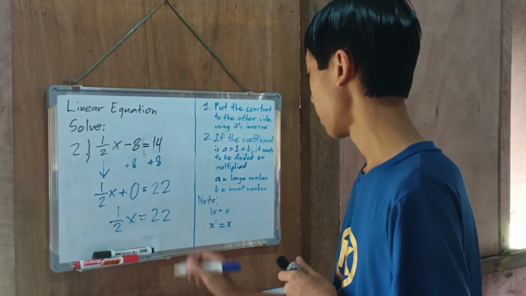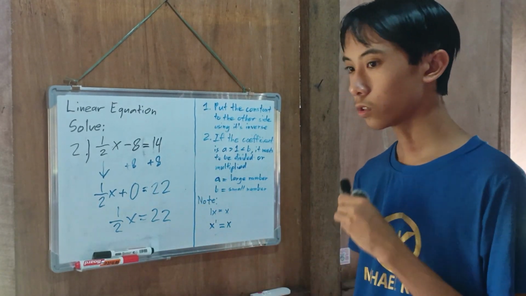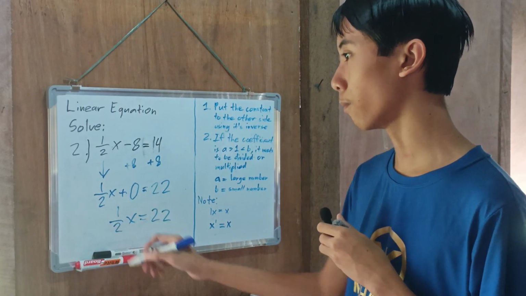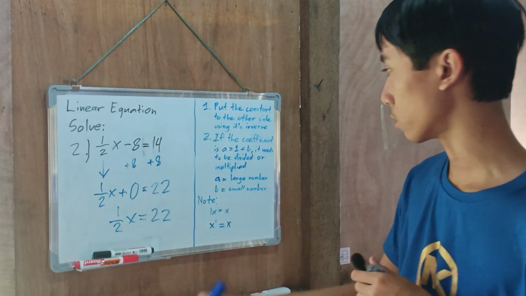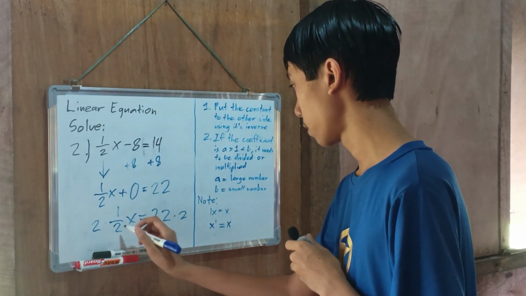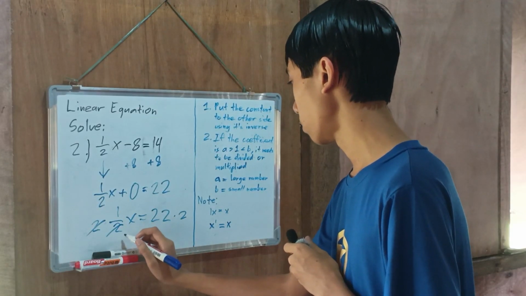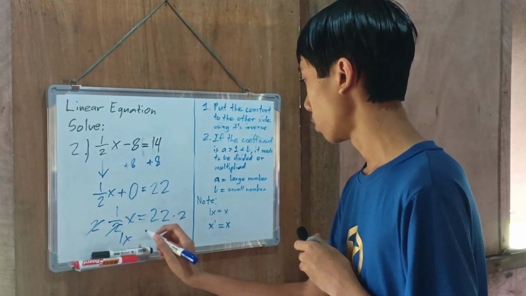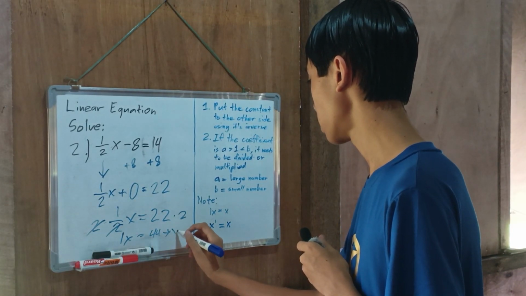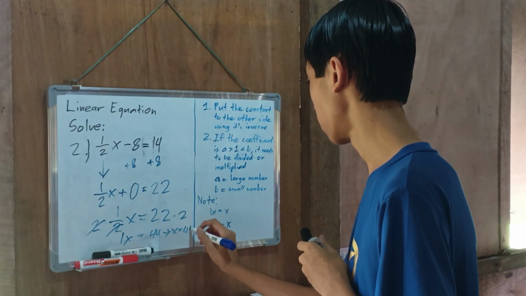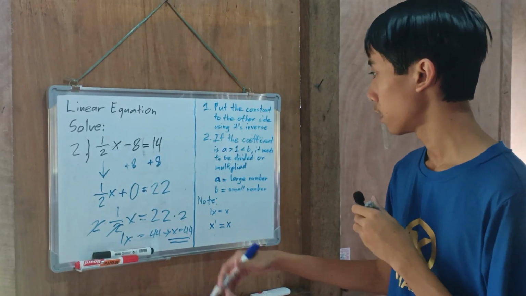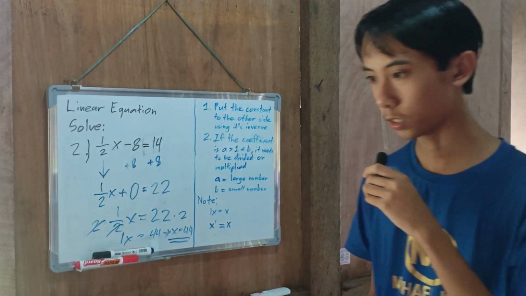equals 22. Now, in order to solve this, you need to multiply by the denominator, which is the same number as the numerator, which is 2, on both sides. We get 1x equals 44, or that would be x equals 44. I'm just gonna remove it.